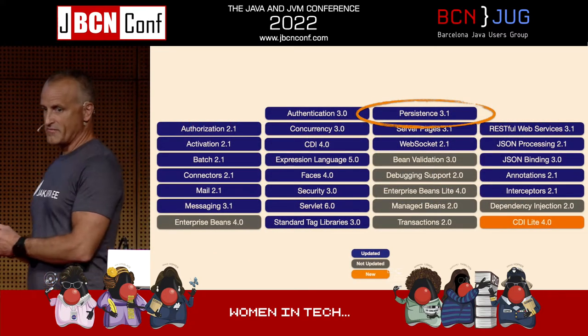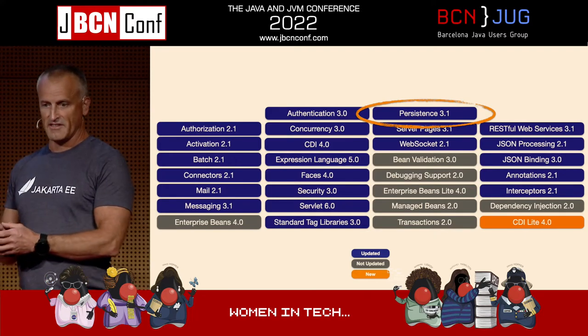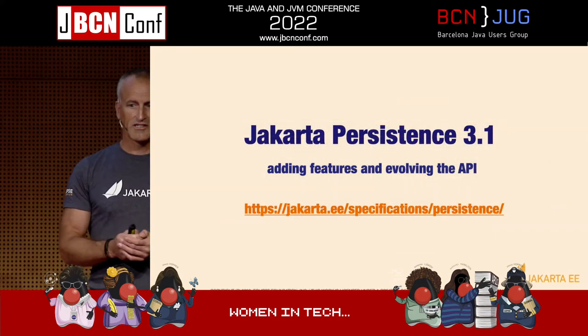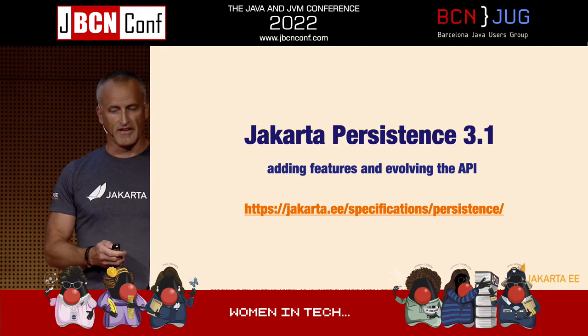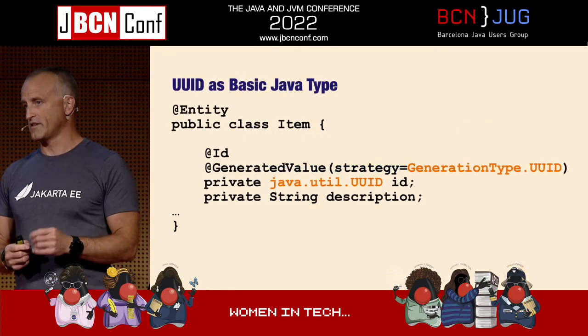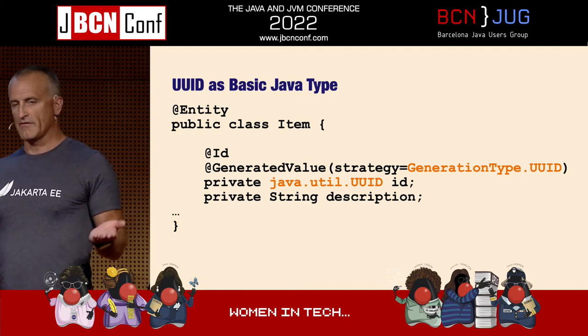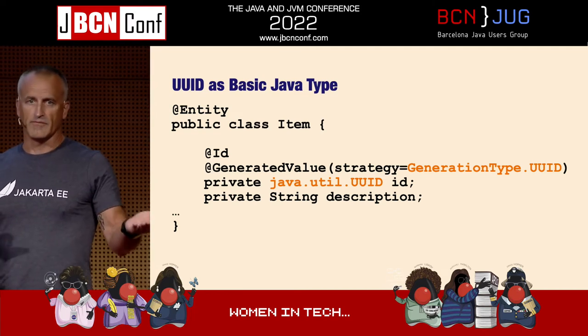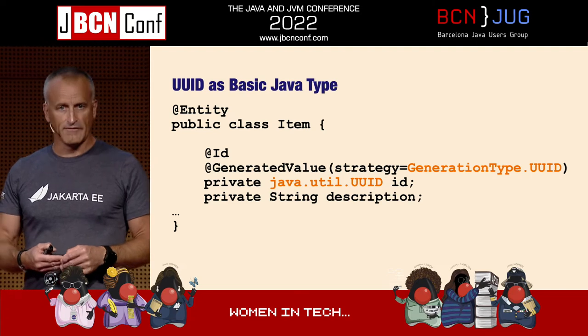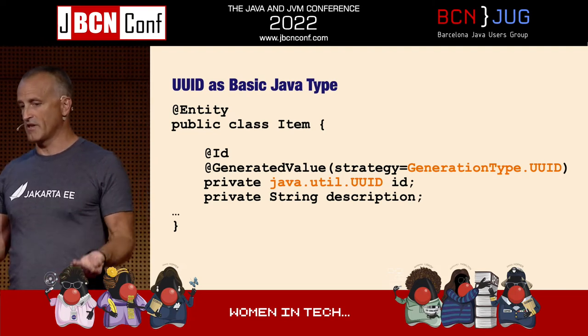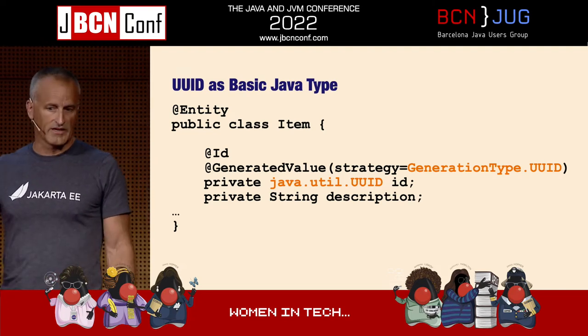So, persistence. Persistence is also adding features and evolving the API. And one of the things they are adding is support for UUIDs. You may have used UUIDs before, but you may have had to do the mapping yourself. Now it's supported by the standard, so it's portable across the implementations.